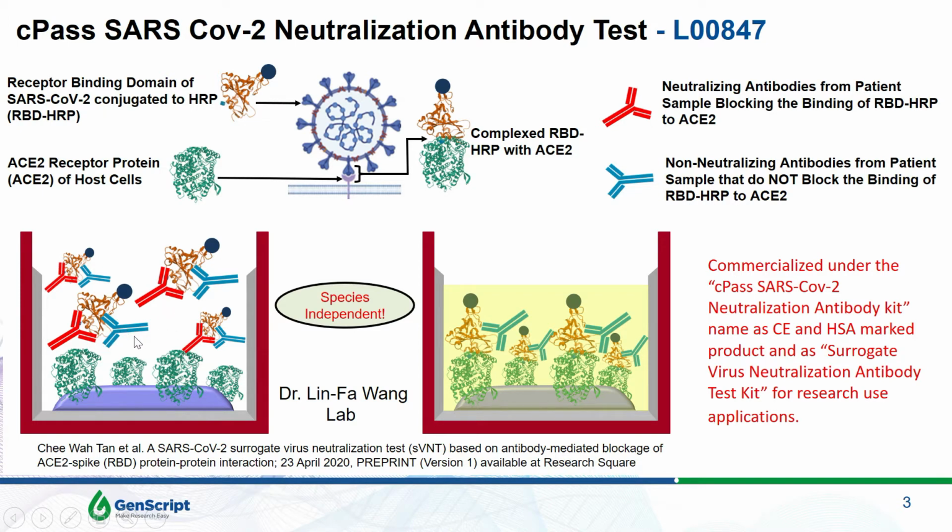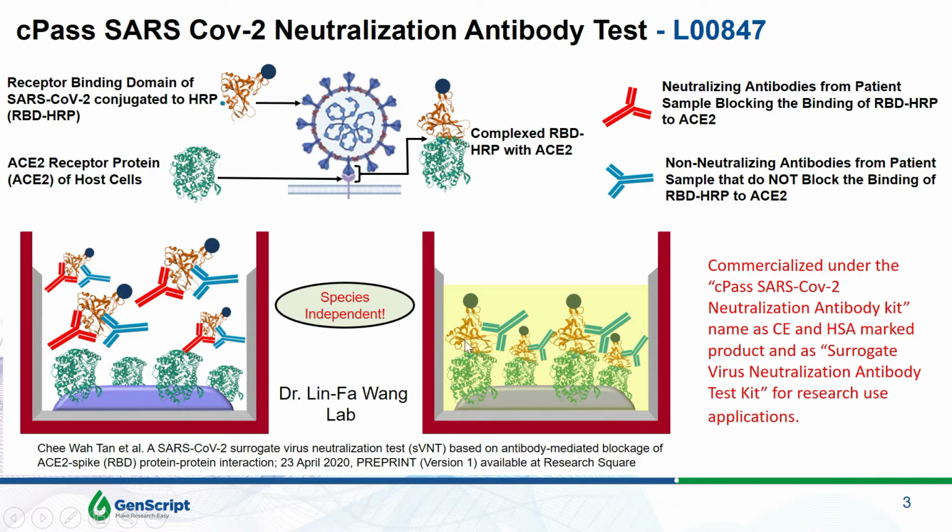When we wash the plate, all of these RBD HRP molecules will be washed away, and when we add TMB to generate a color which interacts with HRP, we'll get no color change. It will be clear. However, in the case where we don't have neutralizing antibodies, so only the blue non-neutralizing antibodies would be in this sample, which may bind to the receptor binding domain as we see here, but they don't bind in such a way as the red antibodies, the neutralizing ones, to block the ability of the receptor binding domain to bind to the ACE2 receptor and form a complex.